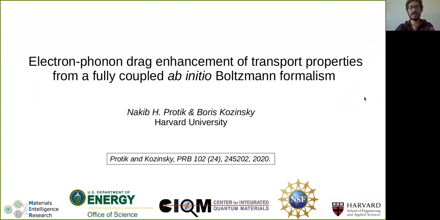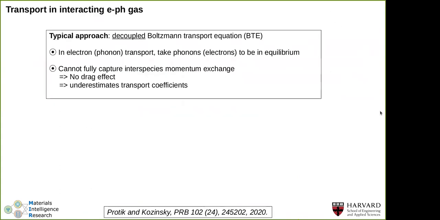I'm going to present my work with Boris Kozinski on the electron-phonon drag enhancement of transport properties from a fully ab initio Boltzmann formalism. I'm going to begin with a very brief introduction to the problem of transporting the interacting electron-phonon gas. In the typical approach, one solves a decoupled Boltzmann transport equation, or BTE. When one solves the electron BTE, they take the phonons to remain in equilibrium. And when they solve the phonon BTE, they take the electrons to remain in equilibrium.